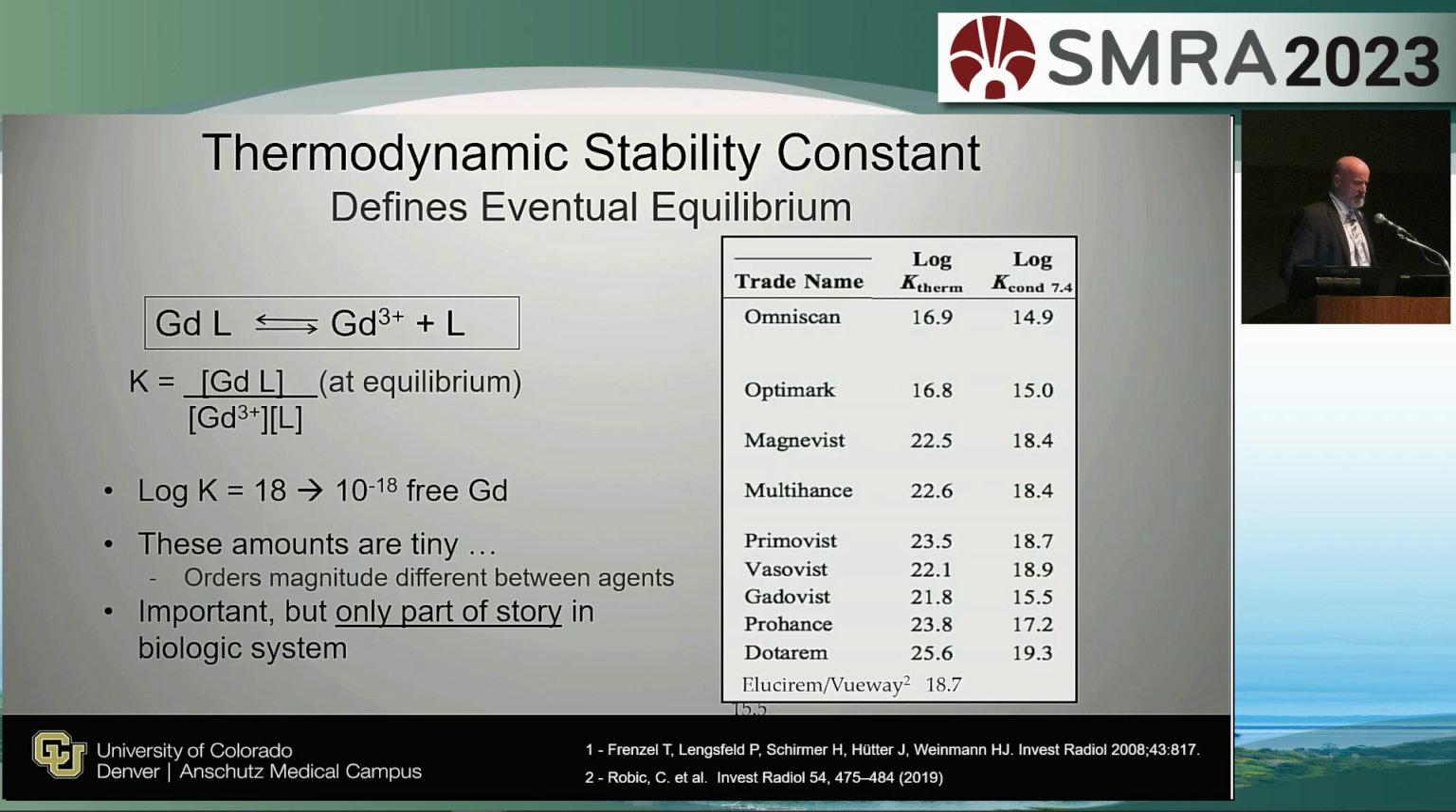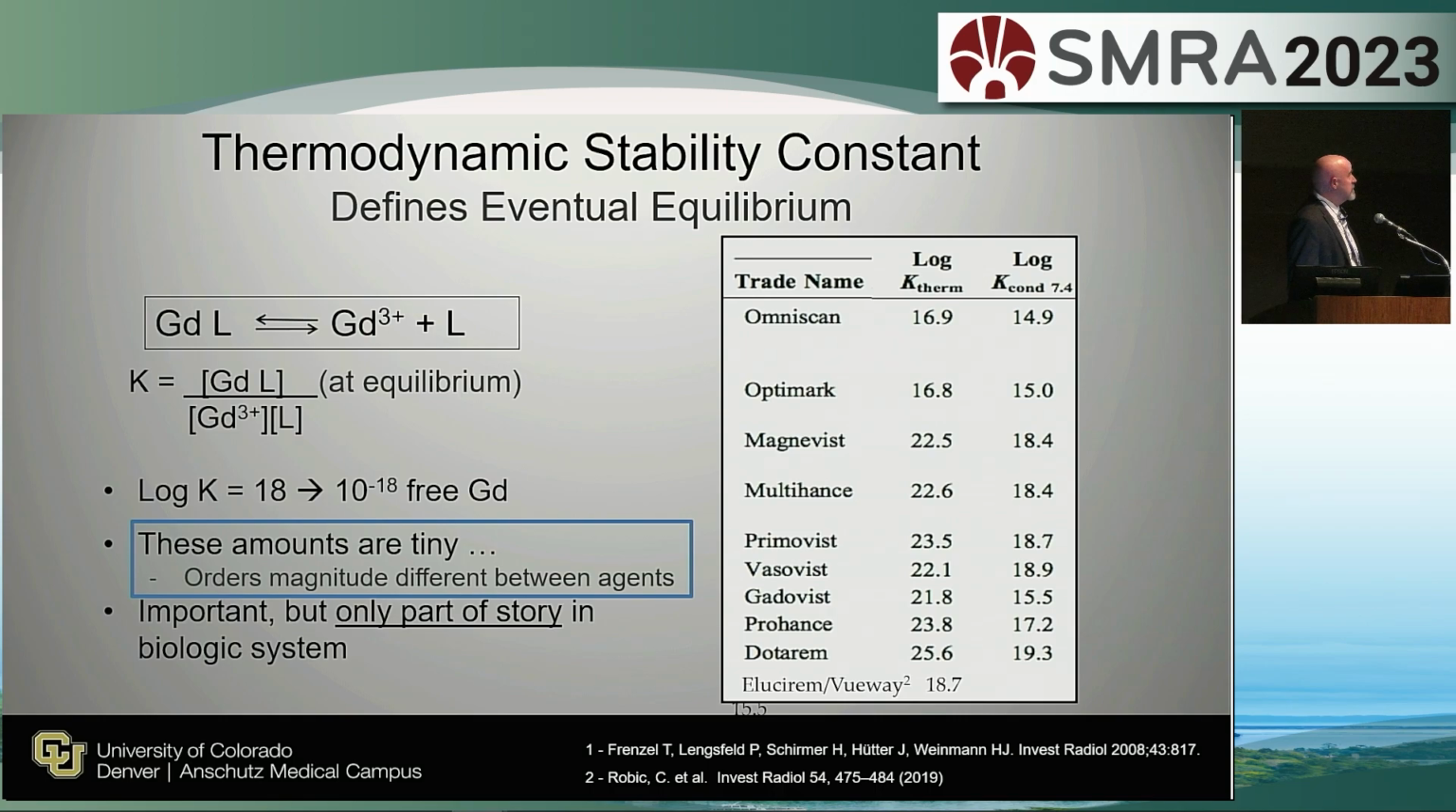And I'll show you a little bit of data here, but this is the first thing I talked about, thermodynamic stability, which is this equilibrium equation here between the gadolinium and the ligand together versus them being separated. And you can write the K, which is the equilibrium constant, and we talk about a pK, which is logarithmic. If the log of K is 18, that would mean there's like 10 to the minus 18th free particles. So it's not very many. These amounts are very, very tiny. But they do differ between the agents.